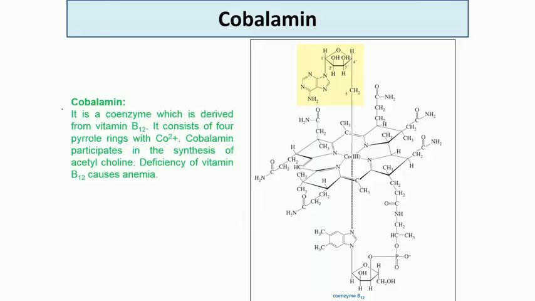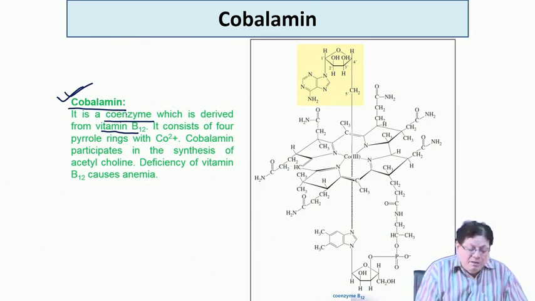Welcome back. Now, we will proceed to describe the chemistry of the remaining B complex cofactors and study the reactions in which they participate along with the enzyme. So, what is left now is cobalamin, the vitamin B12 coenzyme. Cobalamin is the coenzyme form of vitamin B12.